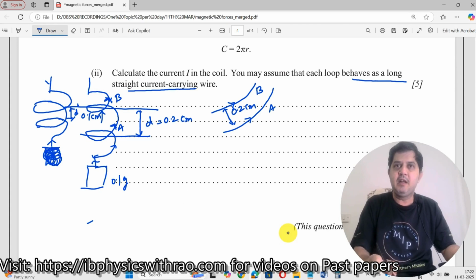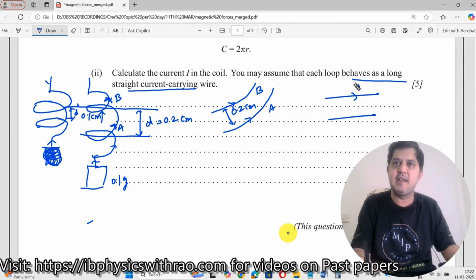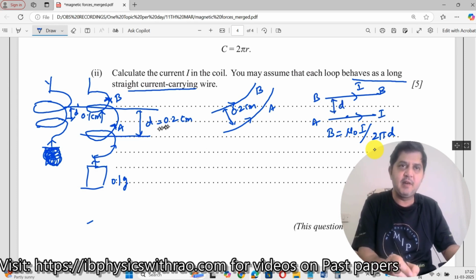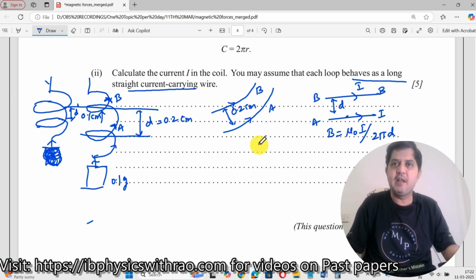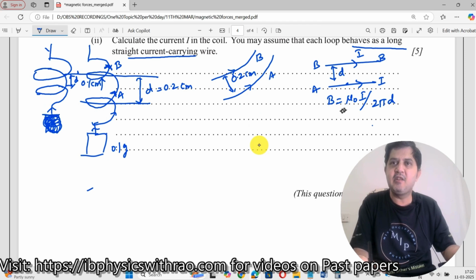We have already seen that when you have two parallel conductors, each carrying a current I, we can find the magnetic field due to conductor B at conductor A. The magnetic field is B equal to mu naught I divided by 2 pi d, where d is the distance between the two wires. Here d is 0.2 centimeter. I'm not substituting anything, just keeping it like this.